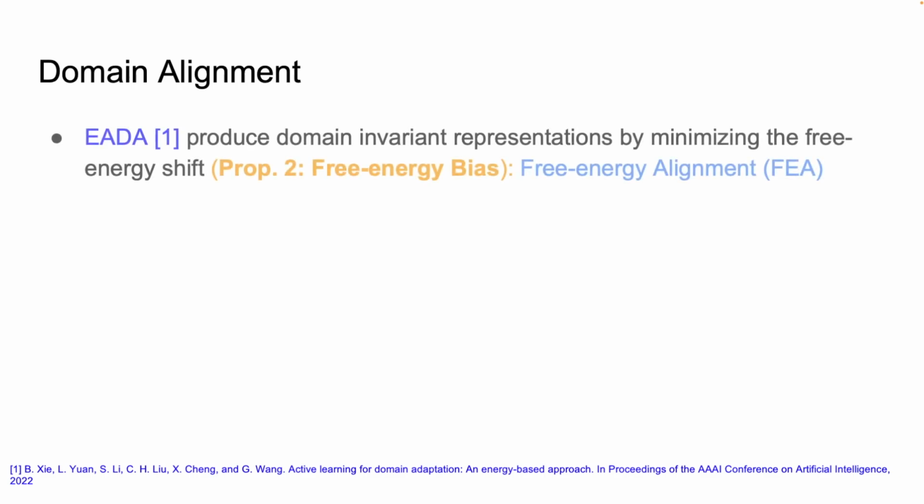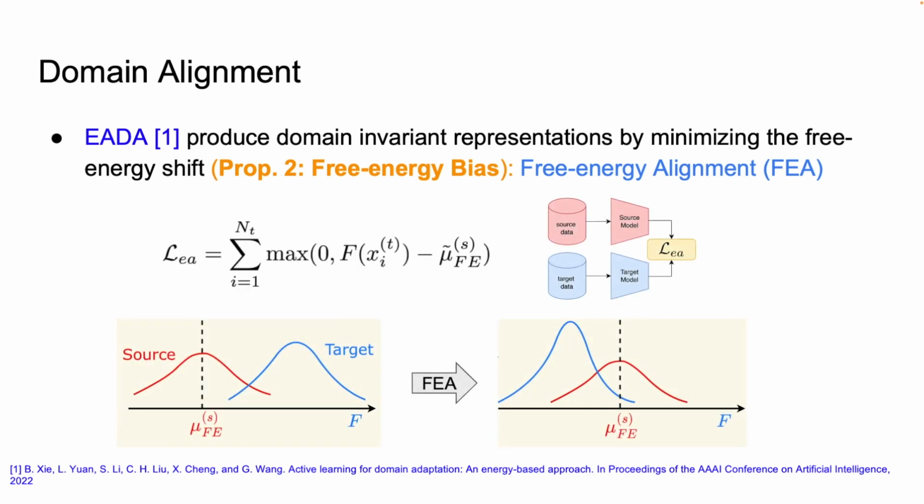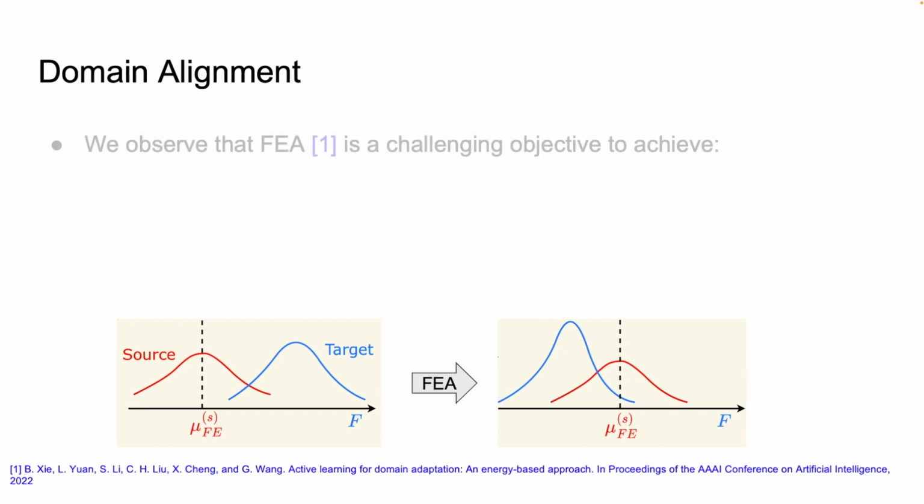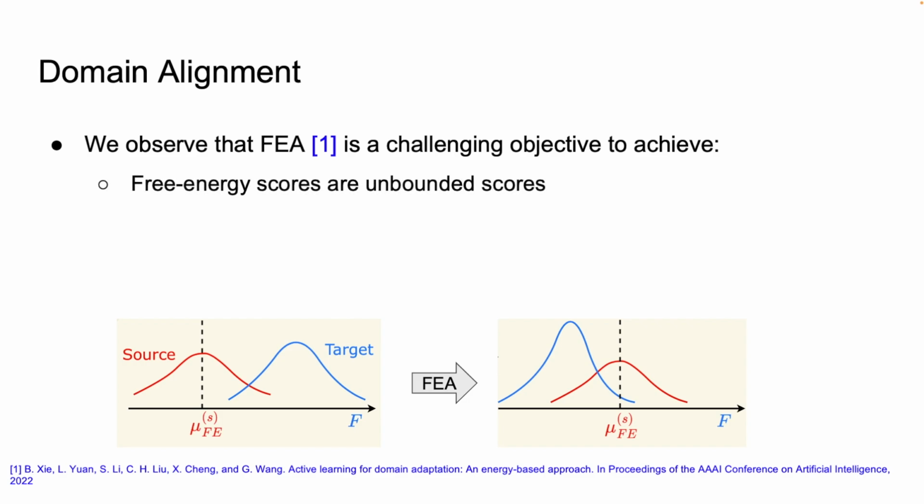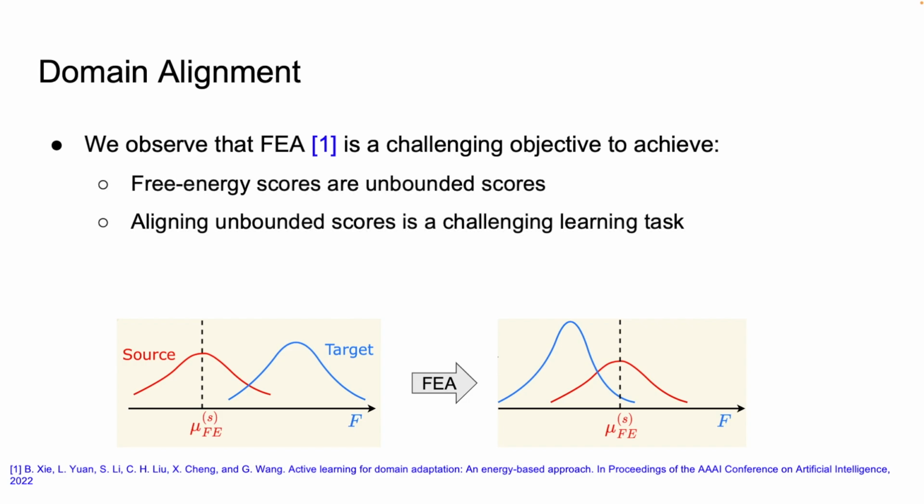As for the domain alignment, we build on top of the literature using the second property of free energy, or else the free energy bias. These methods demonstrate that domain invariant representations can be learned by minimizing this free energy bias. They call this technique free energy alignment. However, we observe that free energy alignment is a challenging objective to achieve. This is mainly because free energy scores are unbounded and aligning unbounded scores is a challenging learning task.